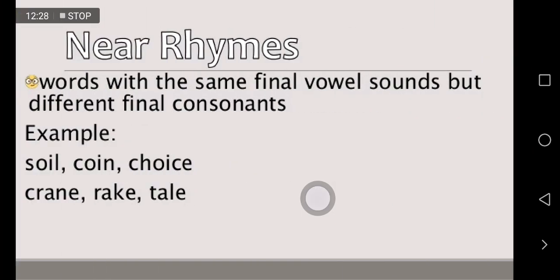Then we have near rhymes. Near rhymes have the same final vowel sounds but different final consonants. Final consonants यहाँ पे different हैं, ये आपस में थोड़ा बहुत मिलते जुलते हैं, तो इसी को हम नियर राइम्स कहते हैं। एग्जाम्पल्स आप देख लीजिए, soil, coin, choice, ये एक सेट बनता है। फिर नीचे देखें आप, green, wreck, tale. So although they don't rhyme with each other, we include them in near rhymes.